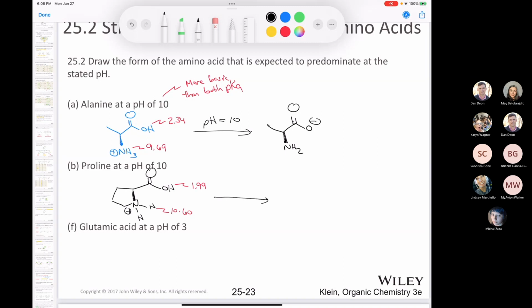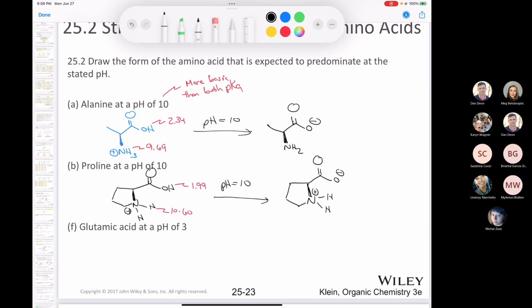If we put this in an environment that's a pH equal to 10, it's going to be more basic than the carboxylate, so it's going to deprotonate it, but it's more acidic than this one, so this one is going to stay protonated. Ergo, it's going to look like this. So this is going to stay in its protonated form, and the carboxylate is going to be deprotonated.